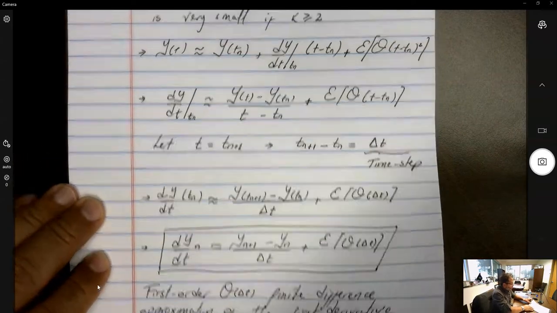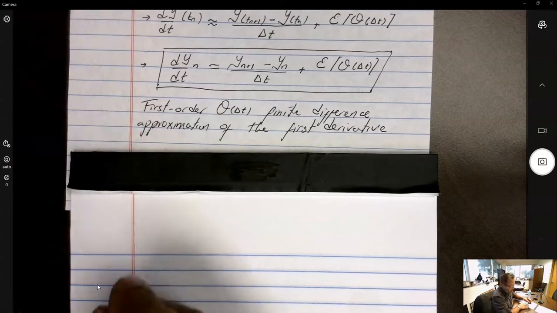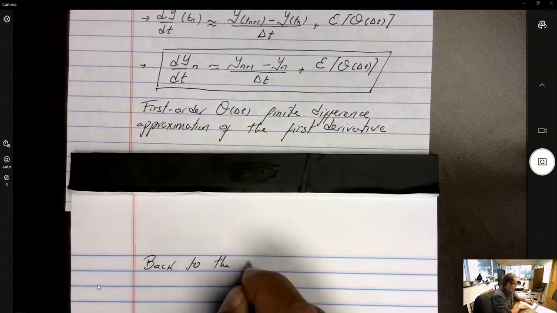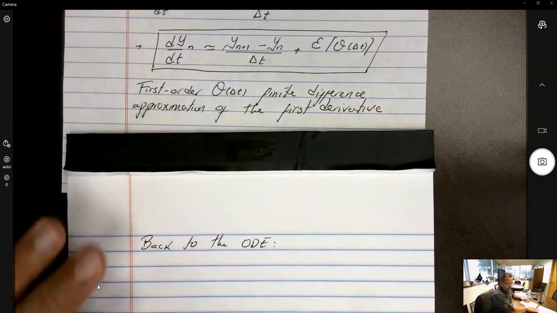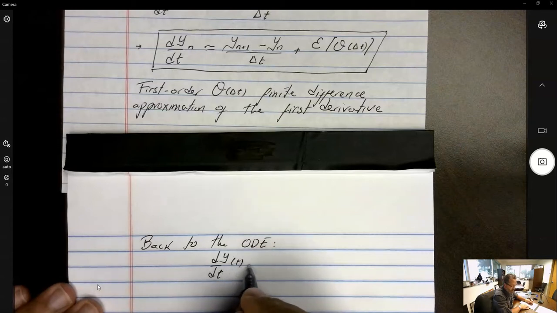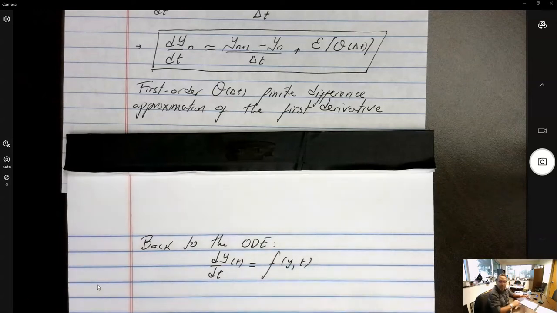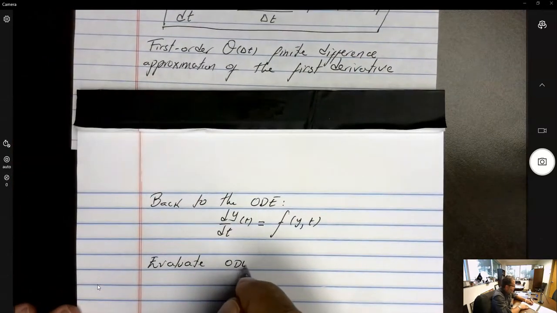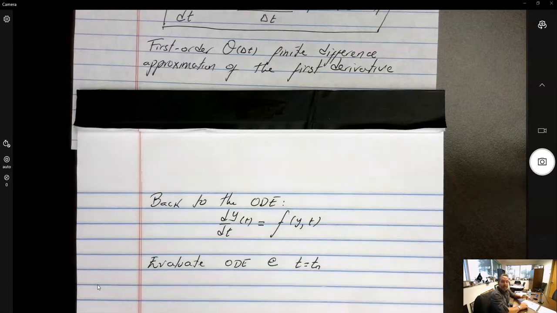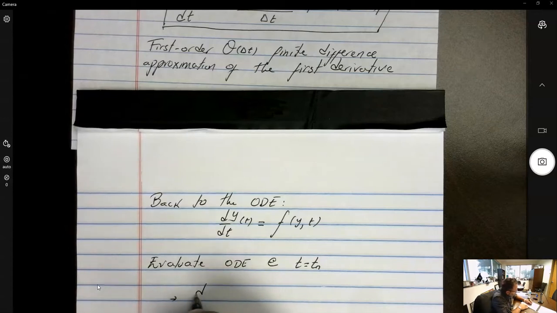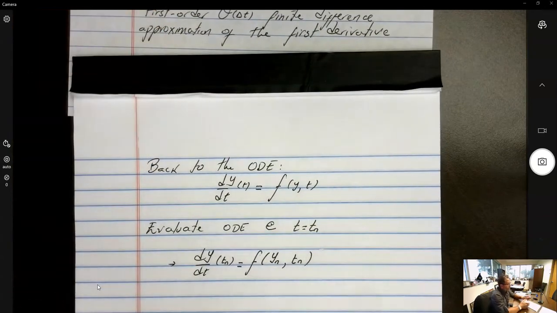All right. So now that we have this approximation of the first derivative, what we're going to do is go back to the ODE, the ordinary differential equation, which basically is given to us as dy dt at t is equal to some function of y and t, some known function of y and t. This is the differential equation that we're told to solve. Now we're going to take this and evaluate the ODE at time equal tn, at time level n. So basically that is dy dt at tn is equal to f of yn comma tn. Nothing wrong with that. We're just taking the differential equation and evaluating it at a specific point in time.